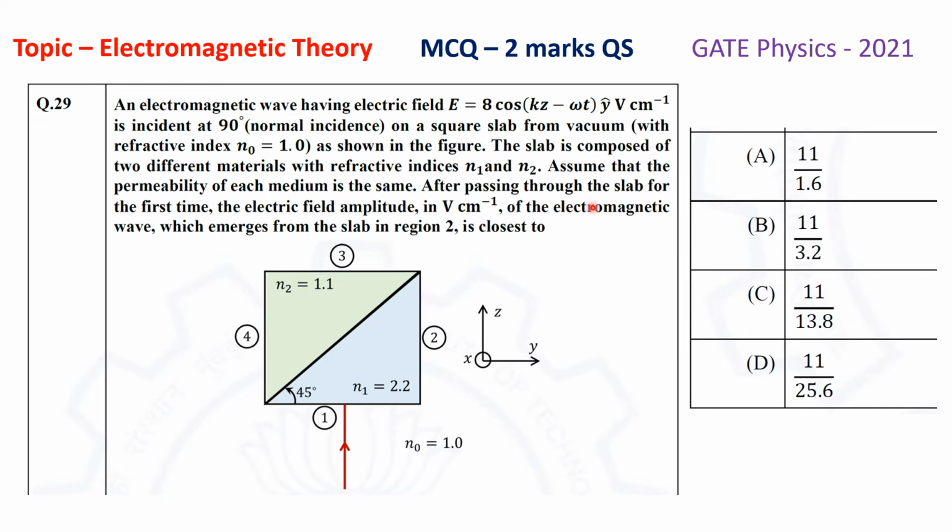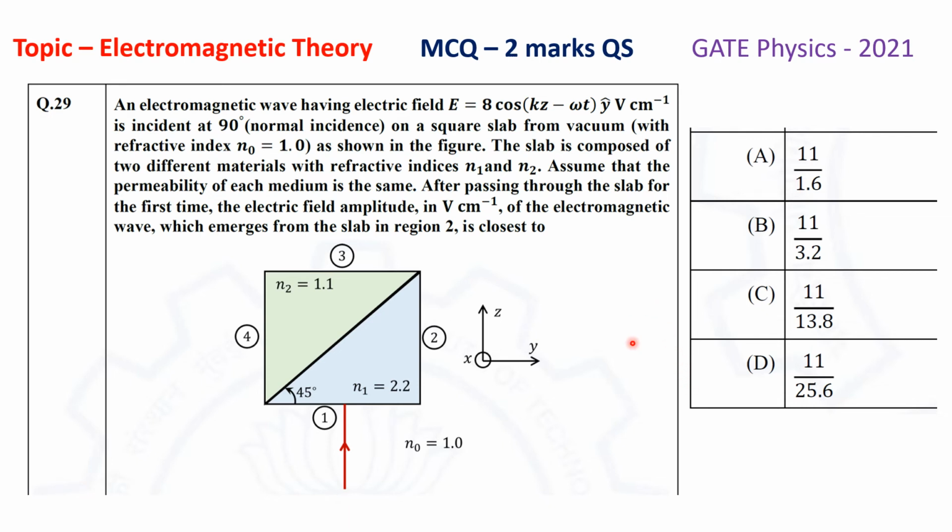After passing through the slab for the first time, the electric field amplitude in volt per centimeter of the electromagnetic wave which emerges from the slab in region 2 is closest to. There are 4 options given. Option A 11 by 1.6, option B 11 by 3.2, option C 11 by 13.8, and the last option, option D, 11 by 25.6.